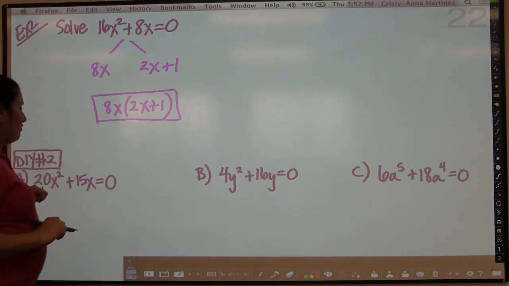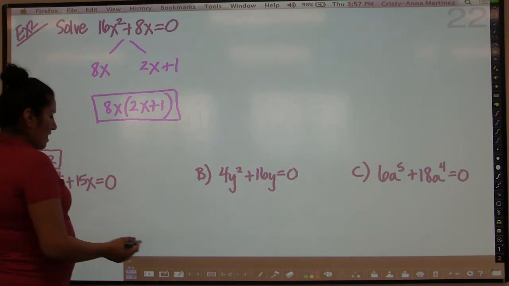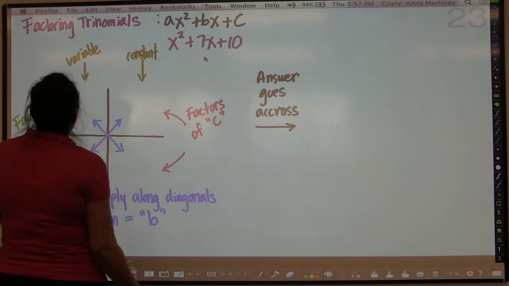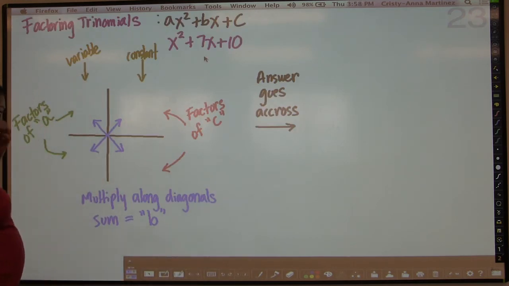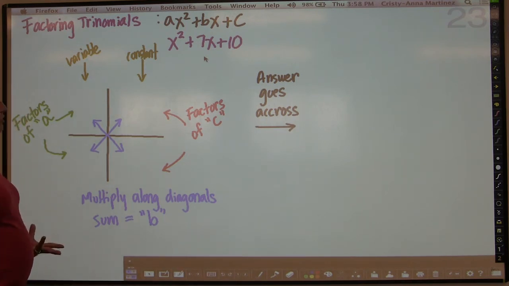So now I'd like for you to try A, B, and C here for do-it-yourself number 2. And then we're going to move on, and although you might think this is kind of crazy, I just want you to be open-minded and kind of go with me here as we learn how to factor trinomials.